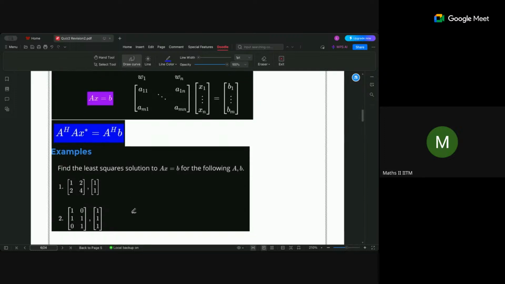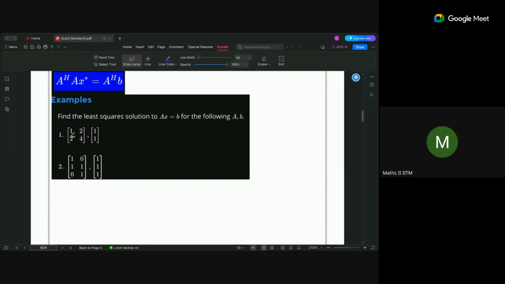Okay, so let us look at some examples for this. Now you have a matrix 1, 2, 2, 4, 1, 1. So this is your A, this is your B. Okay, so what is your A^H then? What is the conjugate transpose of this matrix? It is a real matrix, so A^H is the same as A transpose. What is the transpose of this matrix? Same. Yes, 1, 2, 2, 4.